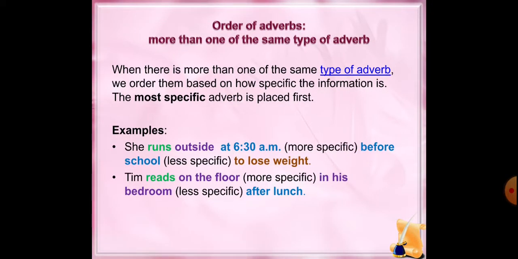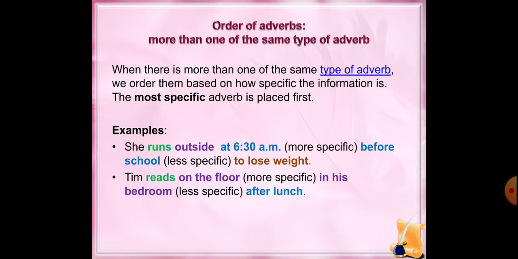Order of adverbs: more than one of the same type of adverb. When there is more than one of the same type of adverb, we order them based on how specific the information is. The most specific adverb is placed first. For example, "She runs outside at 6:30 a.m." more specific, "before school," less specific, "to lose weight."